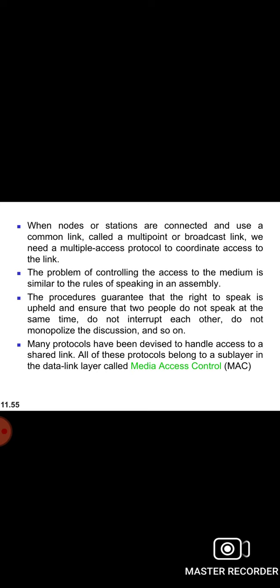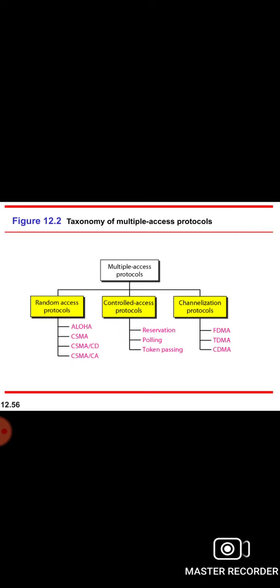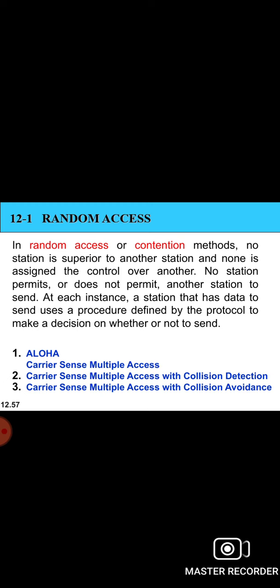Many formal protocols have been devised to handle access to a shared link. We categorize these into three groups: random access protocols, controlled access protocols, and channelization protocols. Now let's move on to random access protocols.